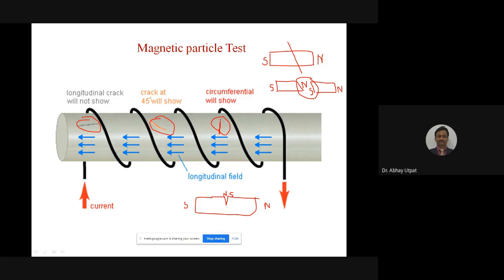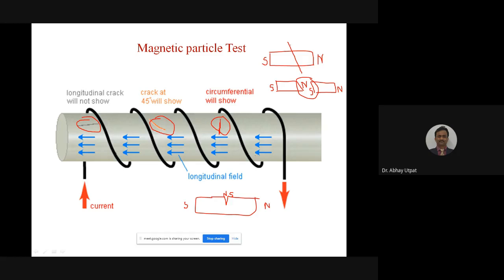You can send it as an okay product. If you find this crack is not acceptable, it is rejected. But before rejection, it is checked whether it can be repaired, and then it will be accepted again. This is the principle of magnetic particle test, which is covered.